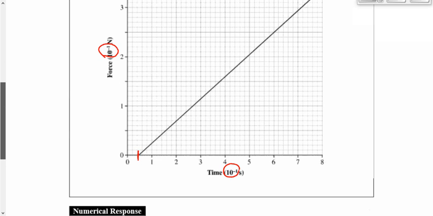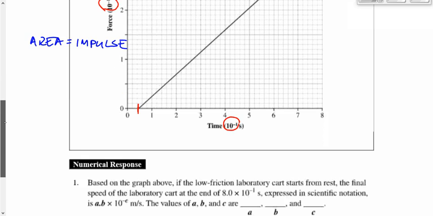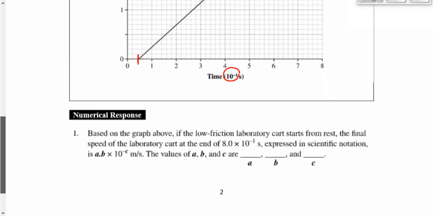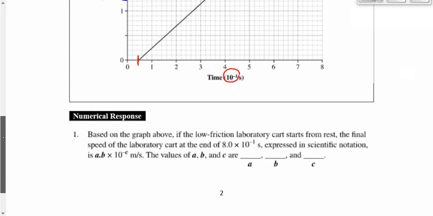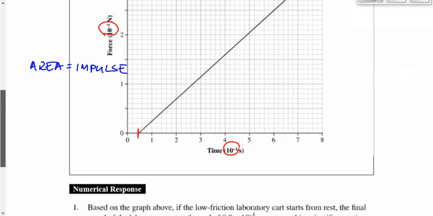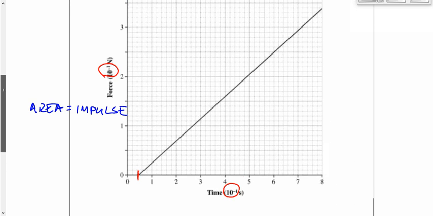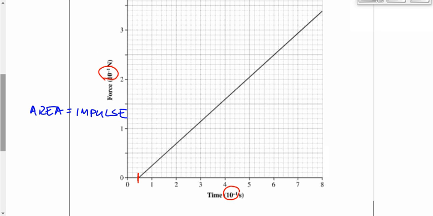Area equals impulse, right? We know this. That's what we do. Area equals impulse. Based on the graph above, if the low friction laboratory cart starts from rest, what's the final speed of the laboratory cart at the end of 8 times 10 to the negative 1 seconds? In other words, at the end of the graph, what's the final speed? Let's get the area equals the impulse, because that's what we do first, if we can.